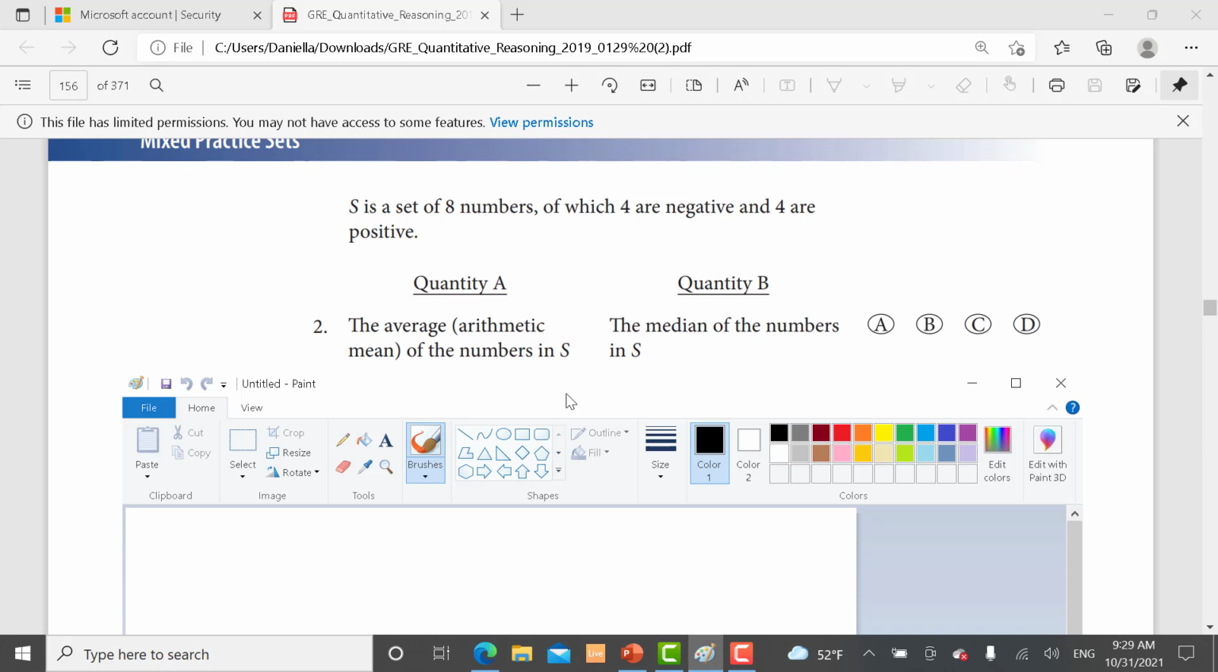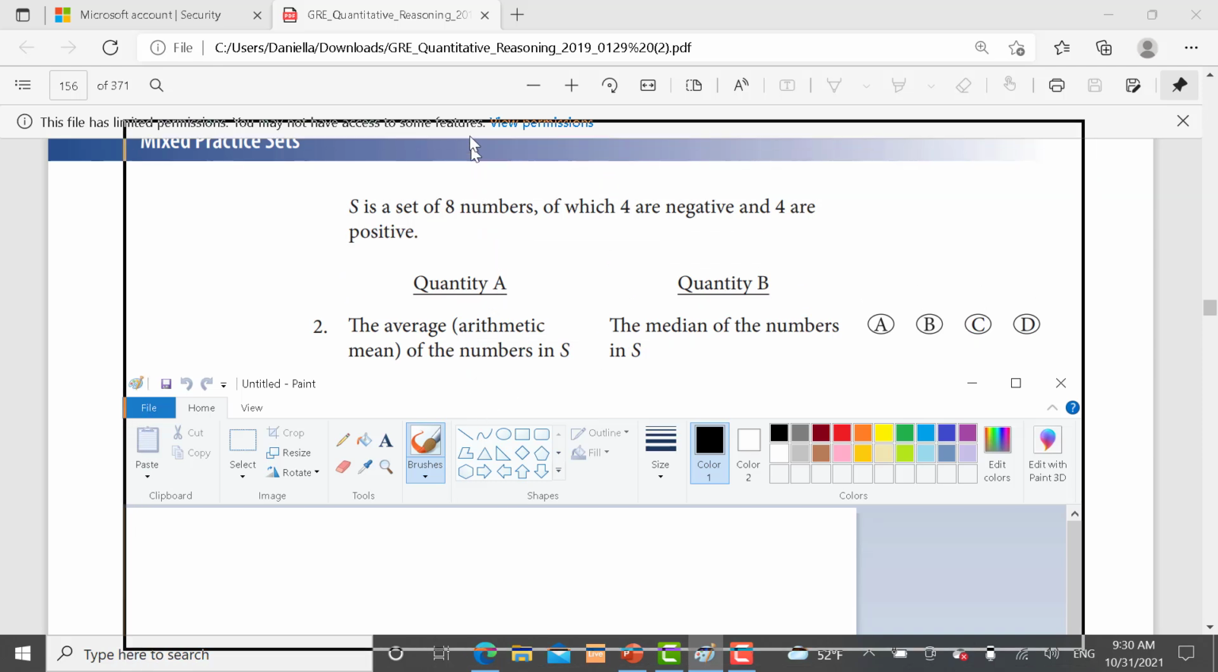For me, before I start verifying the solution, I have to make a guess first. For this one, I guess there's no way to determine the relationship between quantity A and B, so it should be option D. But still, we need to verify it through some examples. In order to prove that D is true, I'm going to point out 2 examples. One is going to show that A is greater, and one is going to show that B is greater. So from there, I can conclude that the relationship between A and B cannot be established.